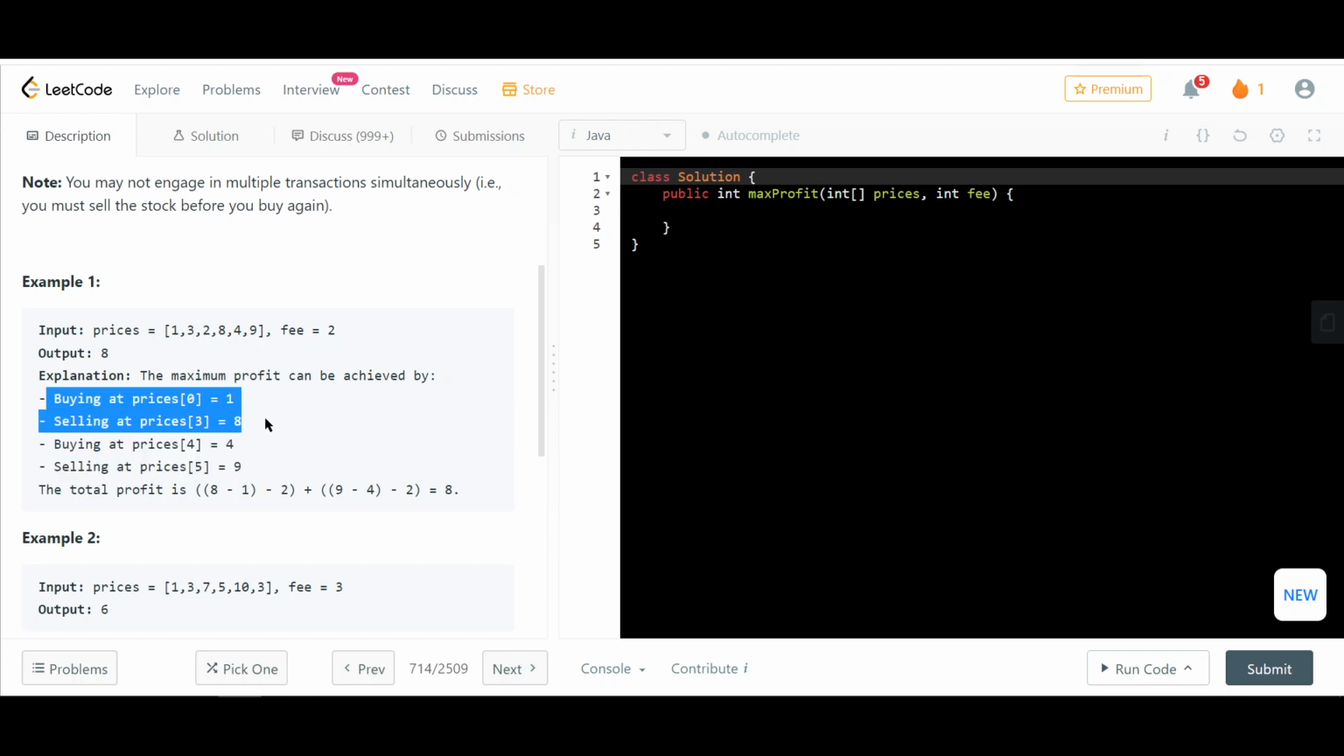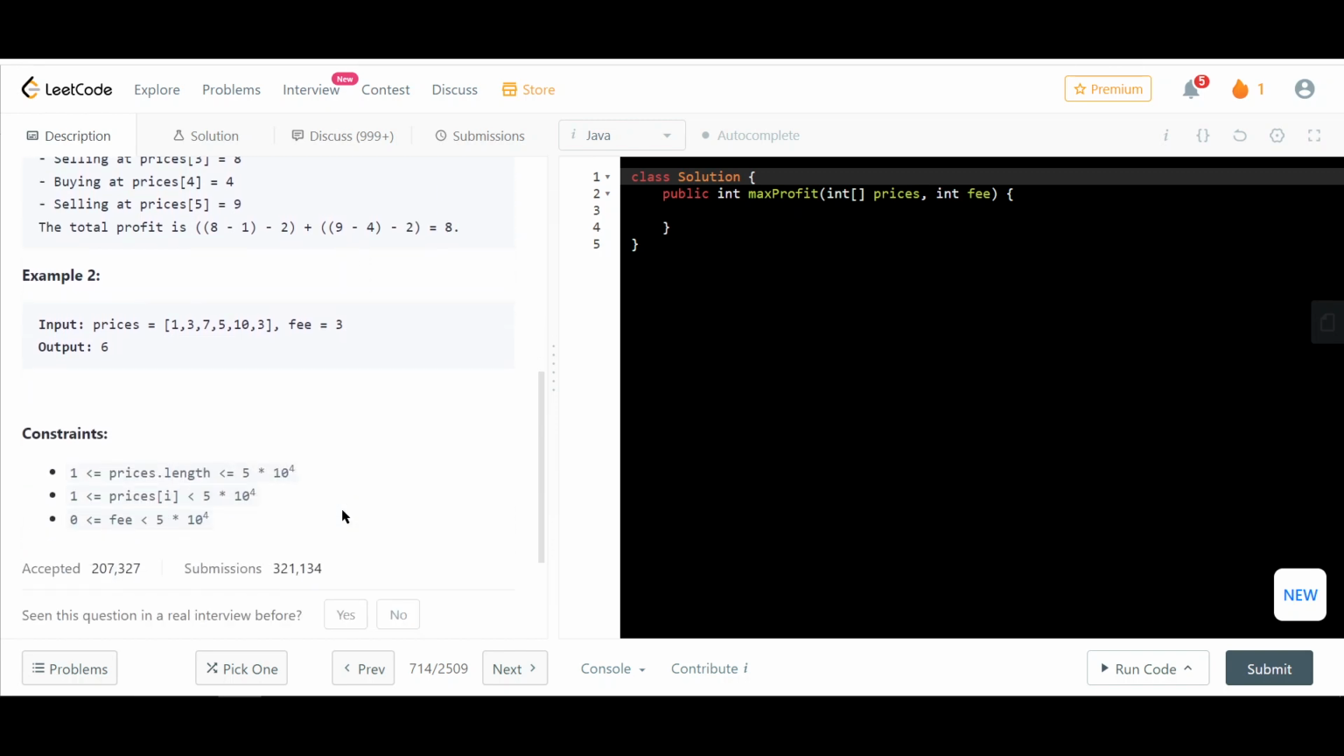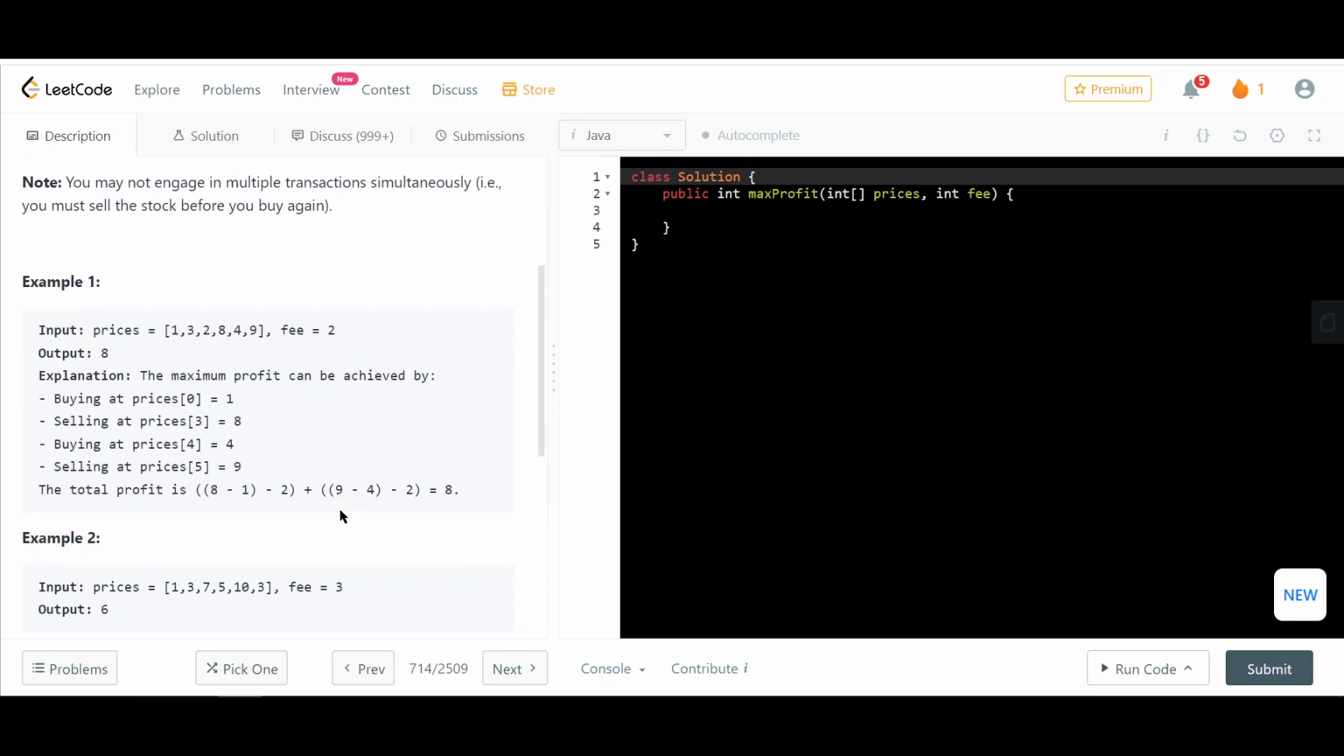When you do this buy and sell, 8 minus 1 is 7, that's a profit, but it subtracts 2 as a transaction fee. Okay, so that means the transaction fee is only applied to the overall transaction. That means to the pair of buy and sell, not for individual buy and individual sell. So maybe you apply the transaction fee when you're selling, right? Okay. And similarly, 9 minus 4, 5, and then minus 2 again. So the transaction fee is also the case. All right. And so how do we account for this?